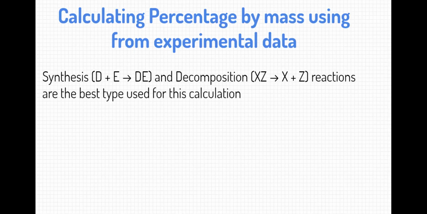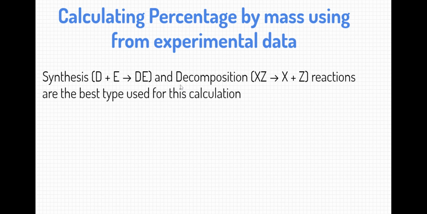Where does this experimental data come from? Well, typically it comes from carrying out synthesis and decomposition reactions. Remembering from previous science courses that synthesis is a reaction where two smaller elements or compounds come together to form a single product. And decomposition reaction is where a compound breaks apart into simpler components.